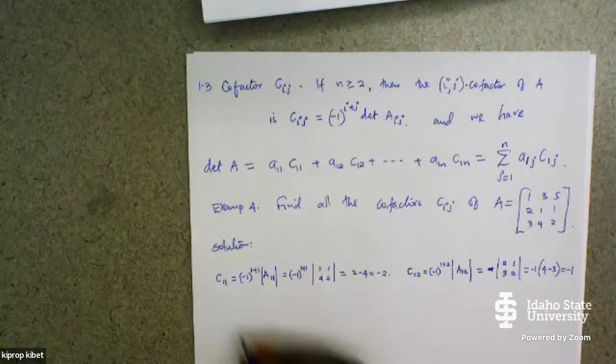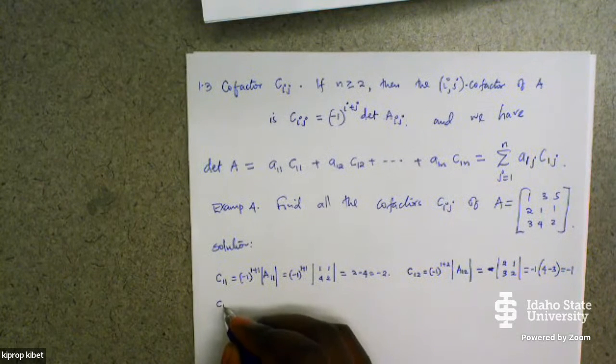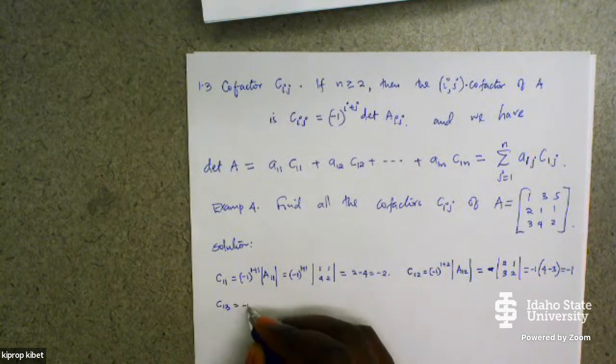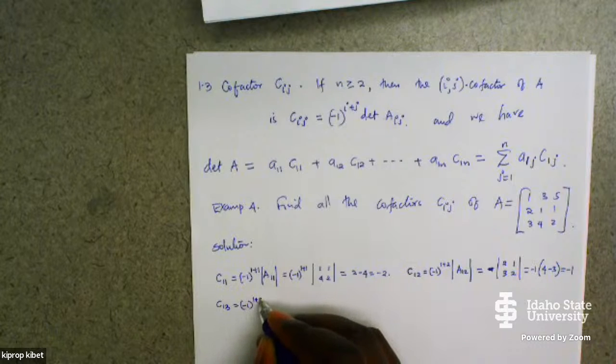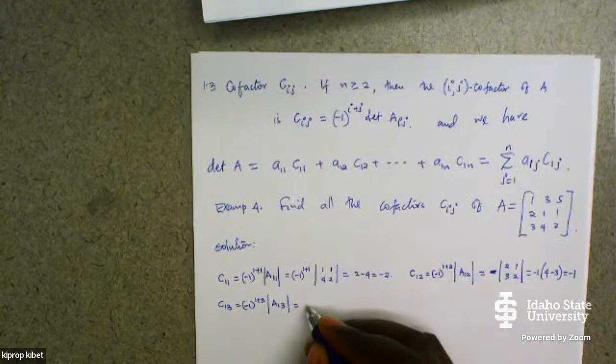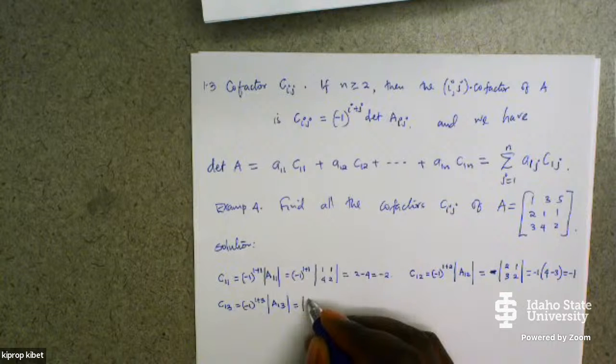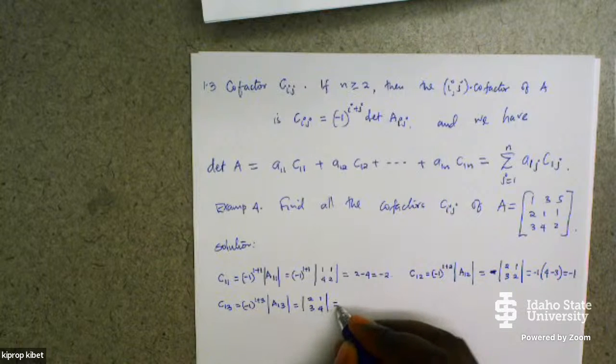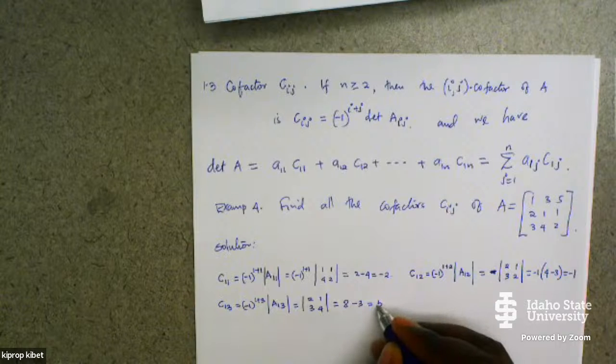Next one, C13 is equal to (-1)^(1+3) times the determinant of A13, and this is equal to 1 times the determinant of 2, 1; 3, 4. And this is equal to 8 minus 3, which is equal to 5.